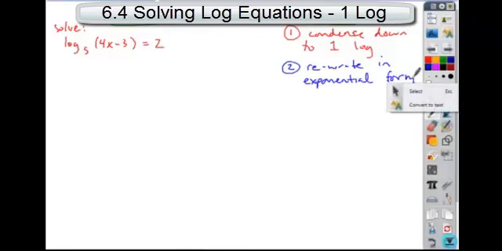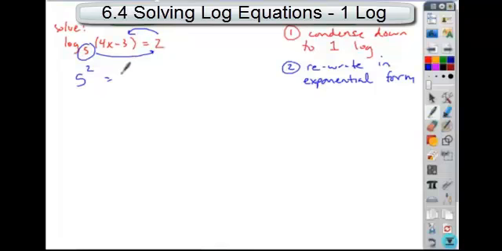So if we convert this log into an exponent, we do that by taking the base of the log, which becomes the base of our exponent, to the power of 2, is equal to what's inside the log, 4x minus 3. Once you rewrite it in this exponential form, what you can then do is solve the resulting equation.